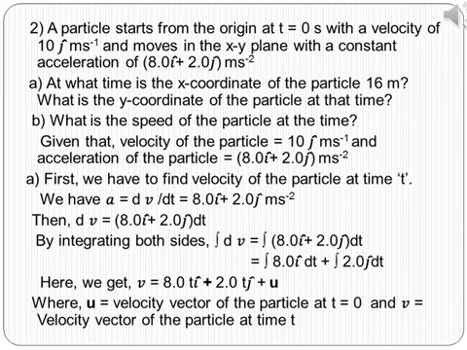At first, we have to find the velocity of the particle at time t. We have acceleration vector a is equal to dv by dt, which is rate of change of velocity vector, is equal to 8 i cap plus 2 j cap meter per second square. Then dv is equal to (8 i cap plus 2 j cap) dt.